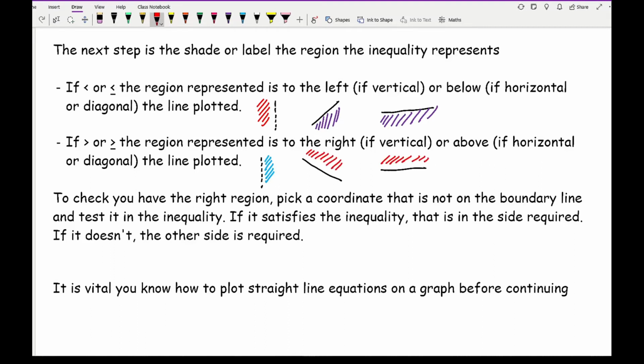Now to check you have the right region, you can pick a coordinate that is not on the boundary line and test it in the inequality. If it satisfies the inequality, then that is the side that's required. If it doesn't, the other side is required.